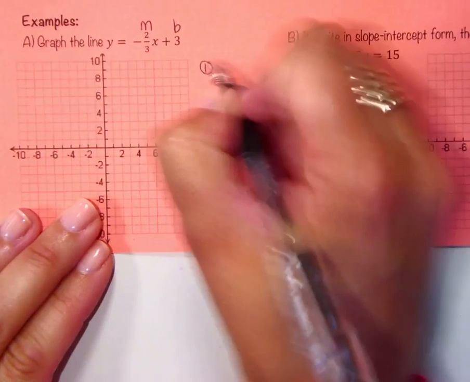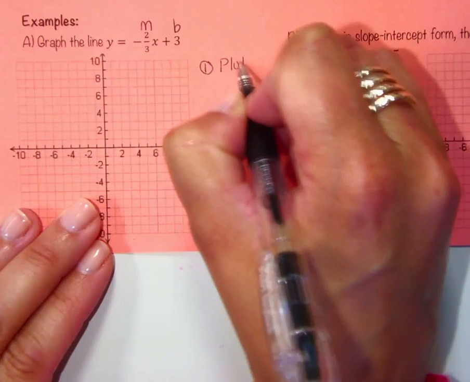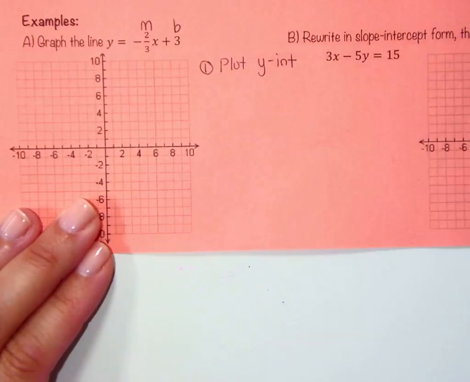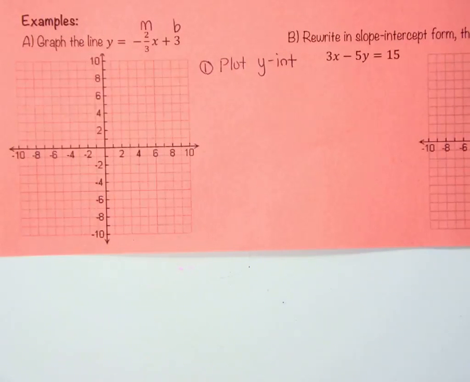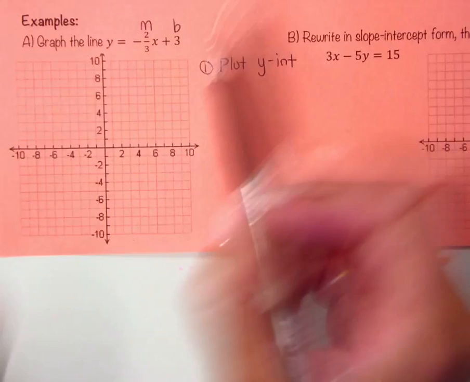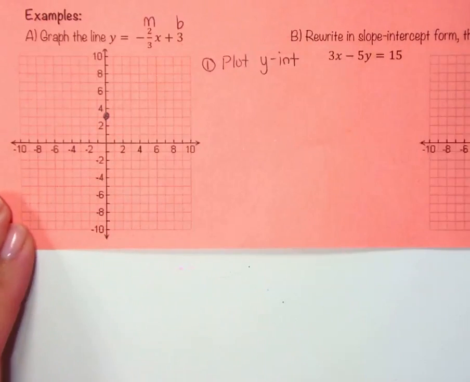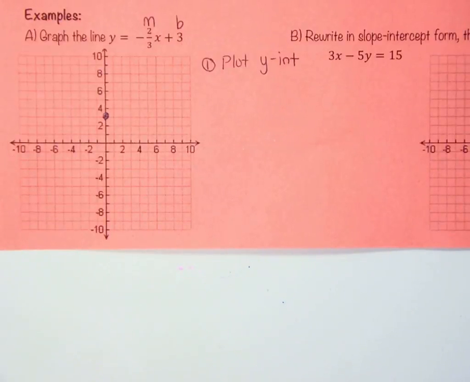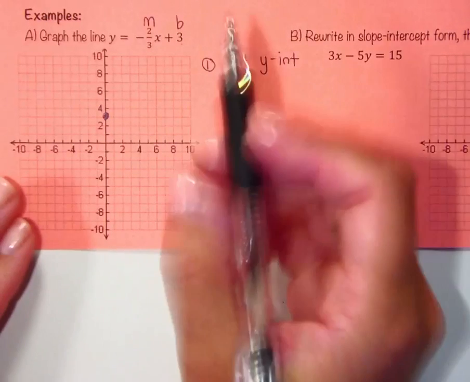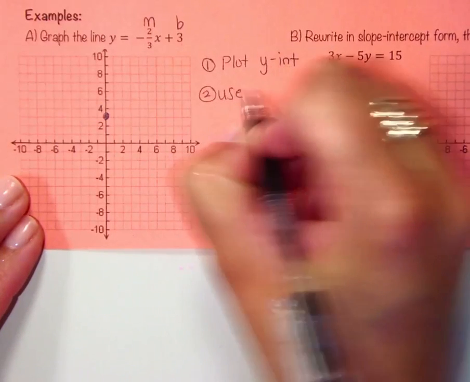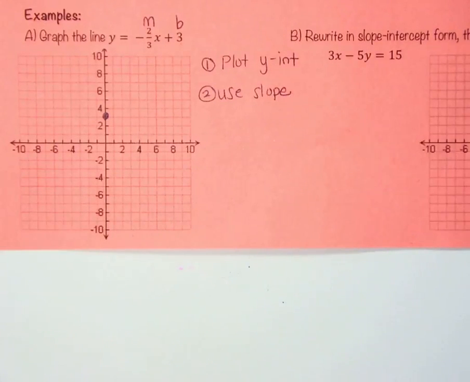When we go to graph this, the first thing that we are going to do is plot the y-intercept. So like Heather reminded us, the y-intercept is where the line crosses the y-axis. So we're going to take that value of 3 and we're going to plot a point on the y-axis. From there, we are going to use the slope to be able to plot some more points that are on our line.